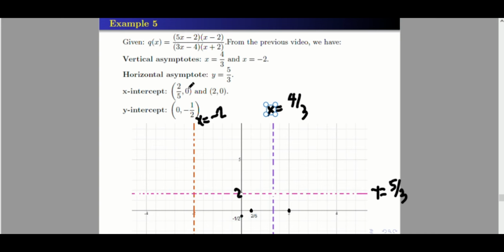Next, we have 2/5, 0, our x-intercept. So we have a 2/5 here and 2. So these two are our x-intercepts. And we have the y-intercept 0, negative 1/2. So this is on the y-axis, negative 1/2.